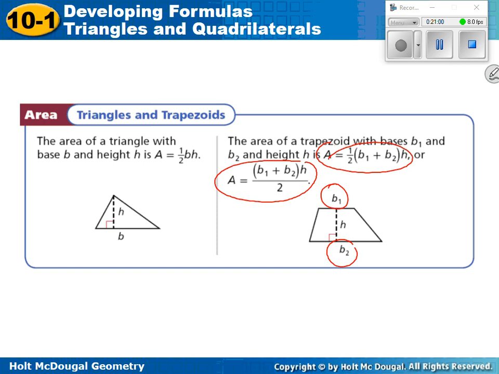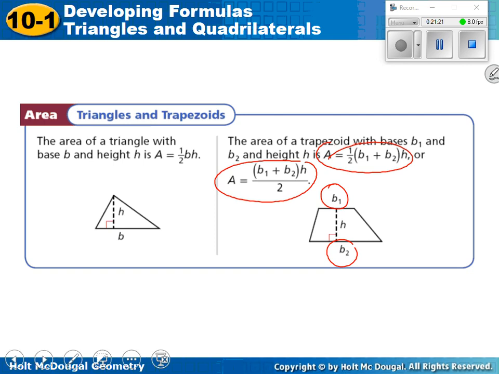So the area of a trapezoid is going to be 1/2 base 1 plus base 2 times the height. So add the two bases, then 1/2 sum of the bases times the height. Remember that your bases are your parallel pieces.